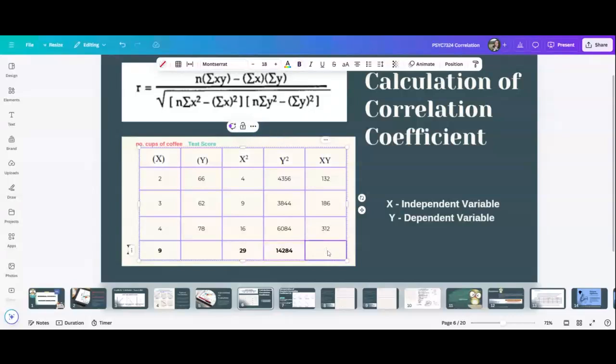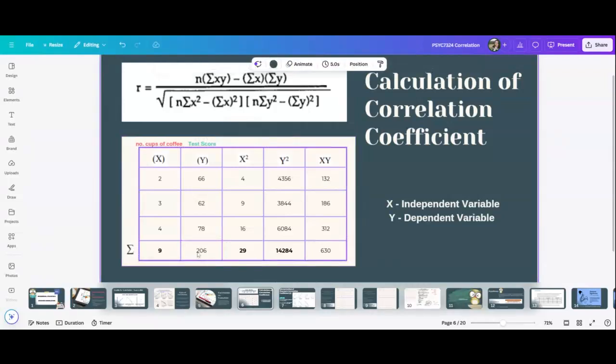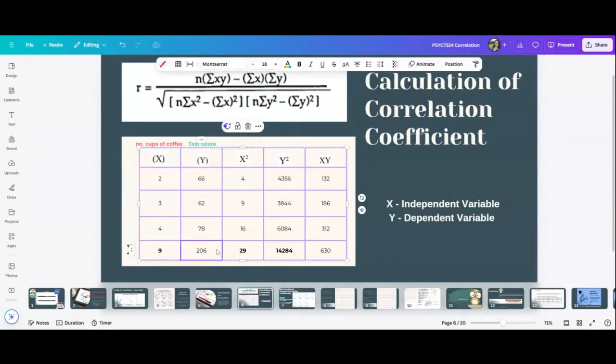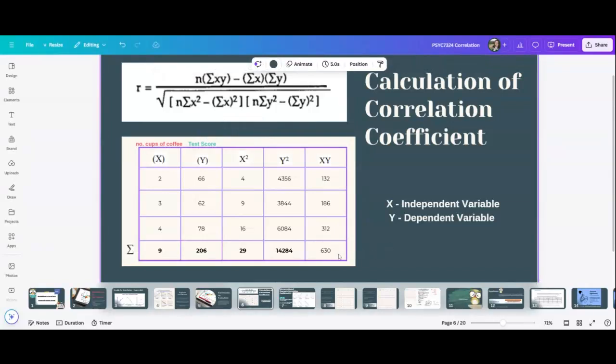XY 630. Yep. And what am I waiting for? Just the y's. What are the y values? 206. Yes. Okay. Excellent. Well done. Now we have all of the things that we need to sub into the formula.